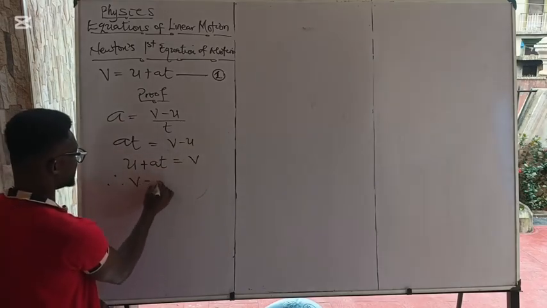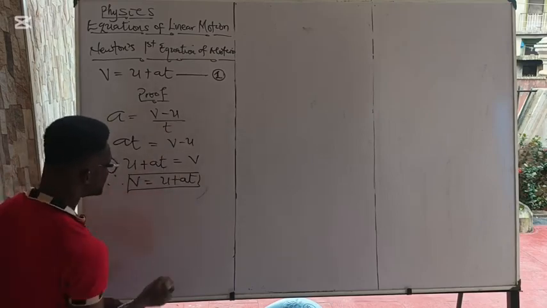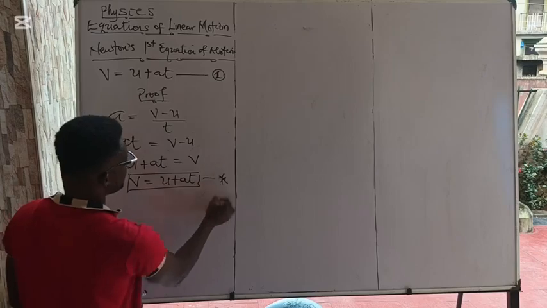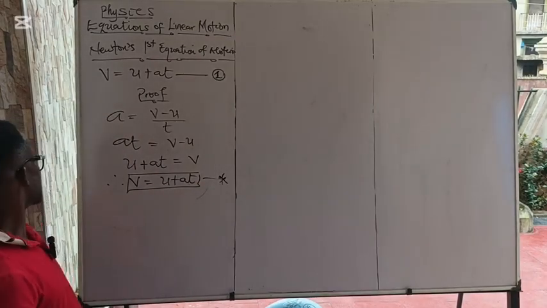Therefore, you now have V equal to U plus AT as what? The first equation of Newton. So that is Newton's first equation of motion.